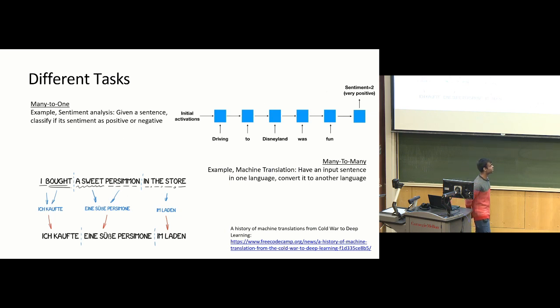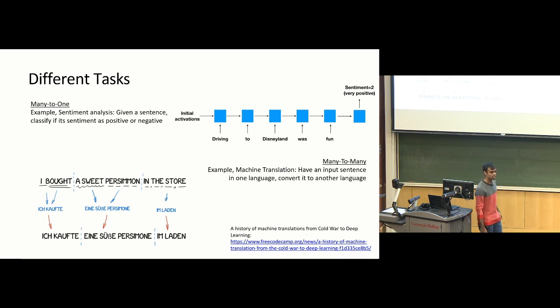Then you have many-to-one, for example sentiment analysis. That could be an example where you have an entire sequence, like "driving to Disneyland was fun," and then you give the sentiment of the sentence, whether it was positive or negative. That's a good example for many-to-one.